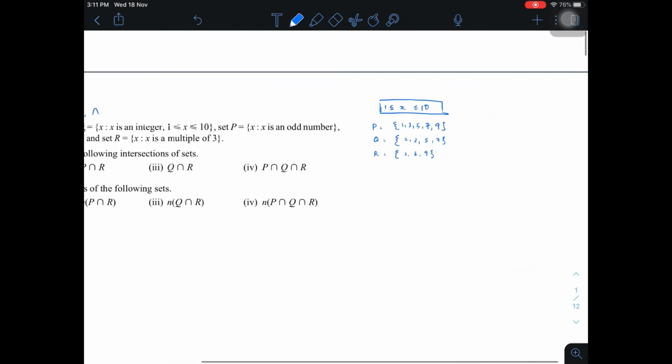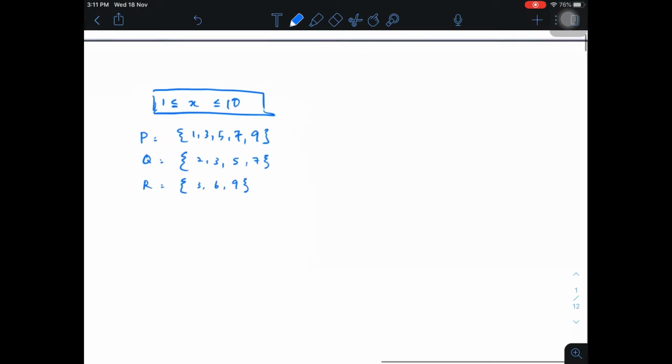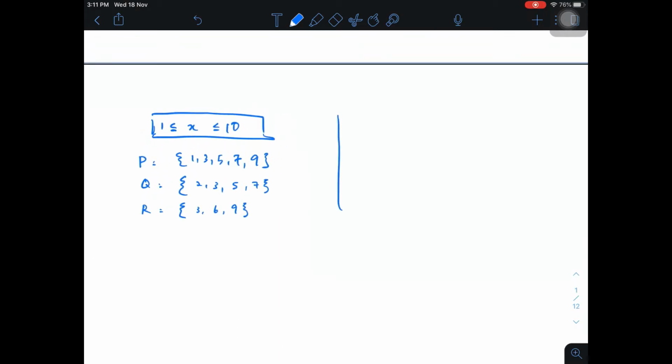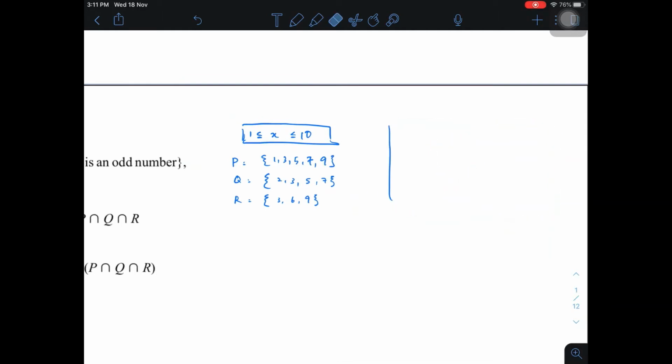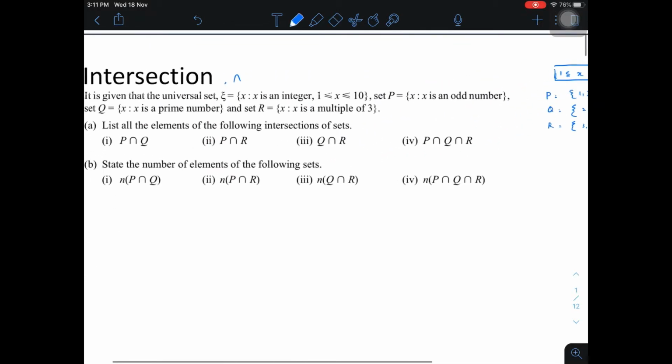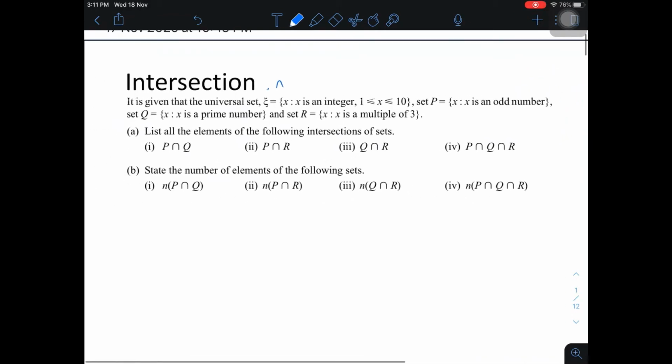If we would like to draw this out as a visual aid, we can do it like this. This would be the universal set, and P would be... we're not going to draw it first, so we're going to skip this part because we're going to learn to draw later. I have to teach you the basics first before we go straight into drawing.